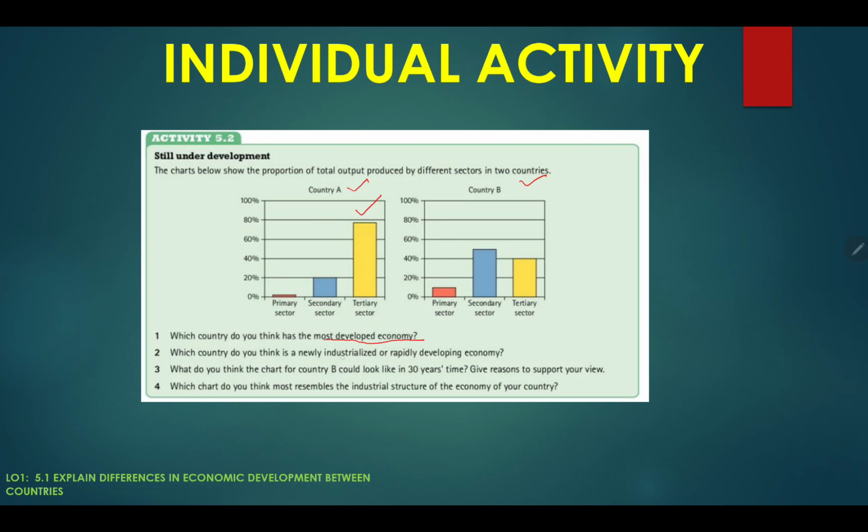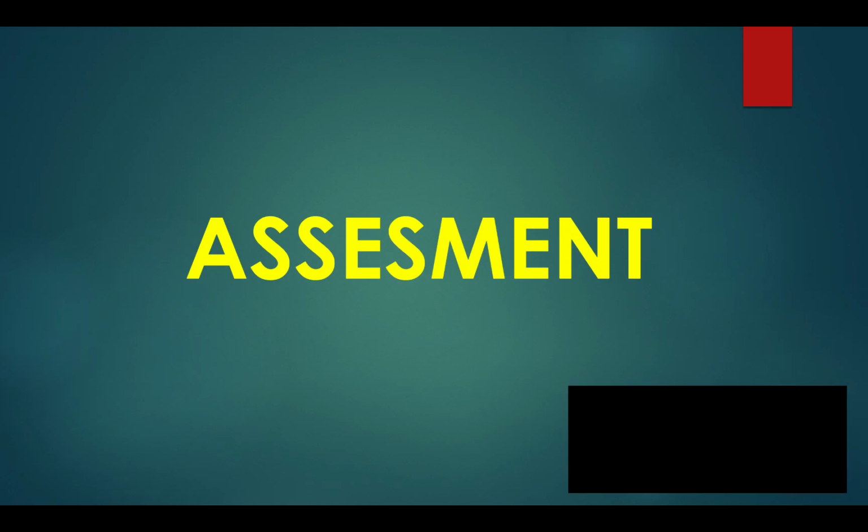Which country do you think is newly industrialized or a rapidly developing economy? Here country B is the rapidly developing economy because they are working on both the primary and secondary sectors. What do you think the chart of country B could look like in 30 years? Slowly and steadily, their tertiary sector will pass the secondary sector, and there is a chance they become a developed economy. Question 4, do it yourself and see your answer. Compare your answer.